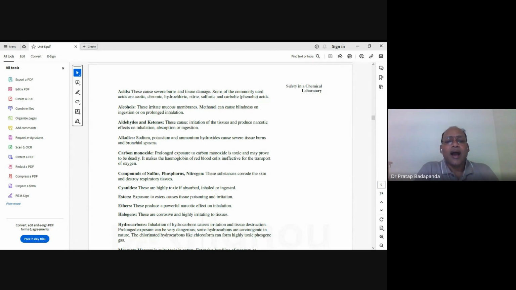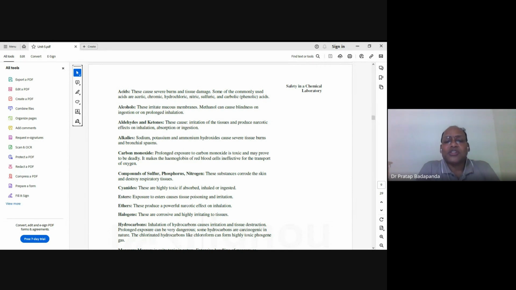Next is alkalis: sodium hydroxide, potassium hydroxide, ammonium hydroxide. These can cause severe tissue burns and bronchitic problems. I know that these are hydroxides, alkalines, so tissue irritation will be there, itching will be there, burns will be there. So be careful when you are dealing with any kind of chemical. That is why this is an important area.